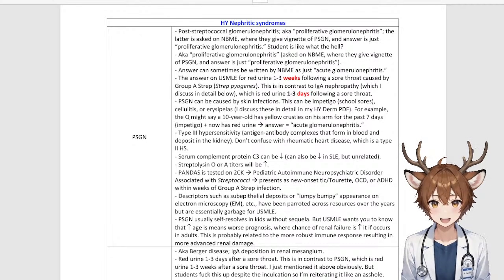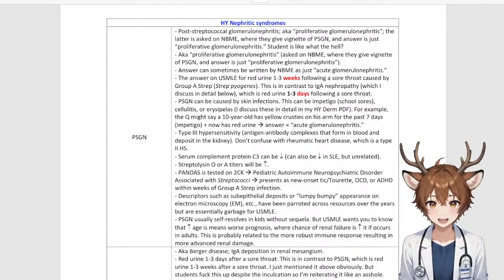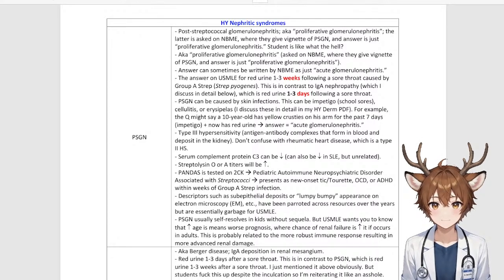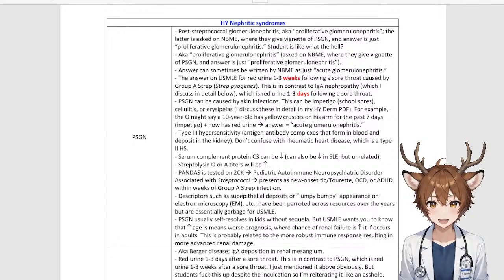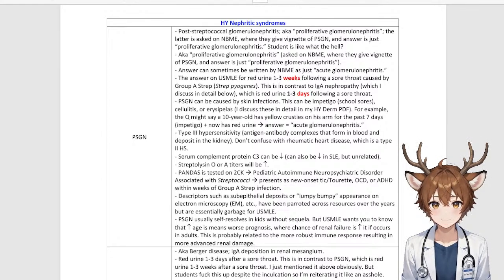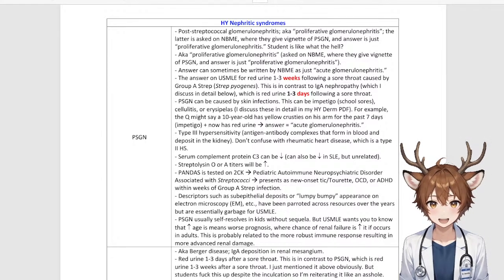Type 3 hypersensitivity: antigen-antibody complexes that form in blood and deposit in the kidney. Don't confuse with rheumatic heart disease, which is a type 2 hypersensitivity. Type 2, what is that? HS.